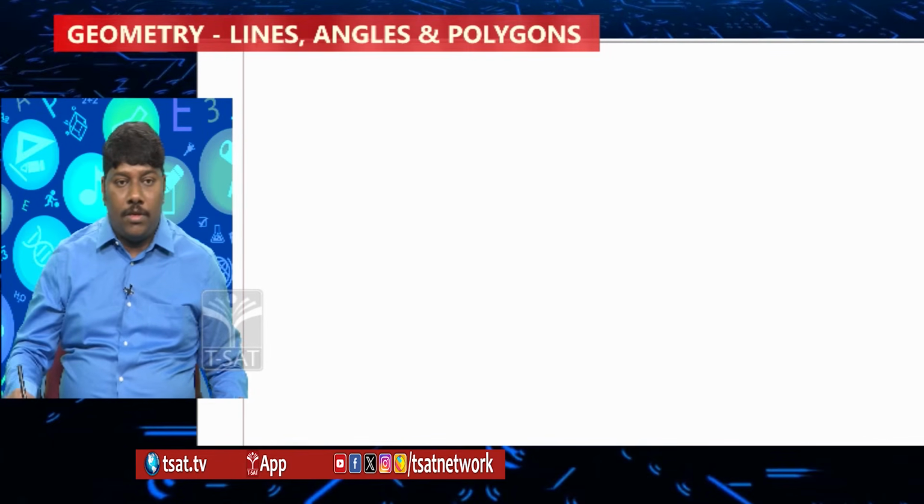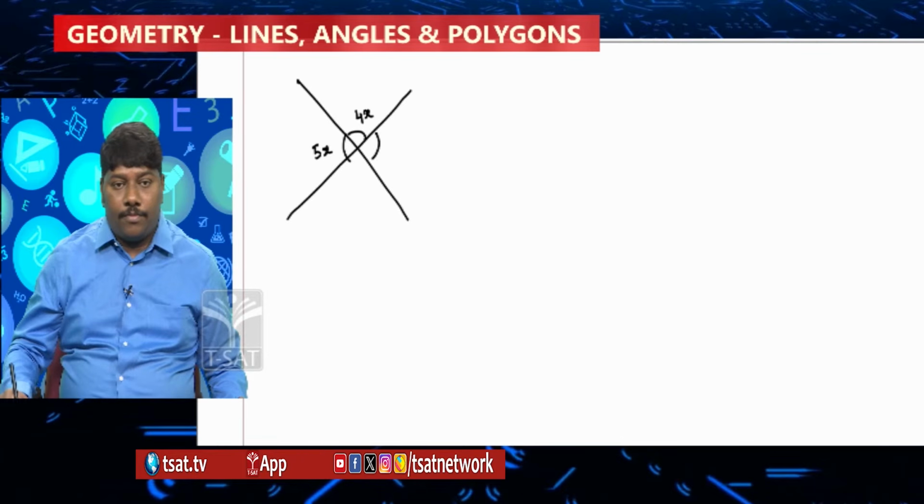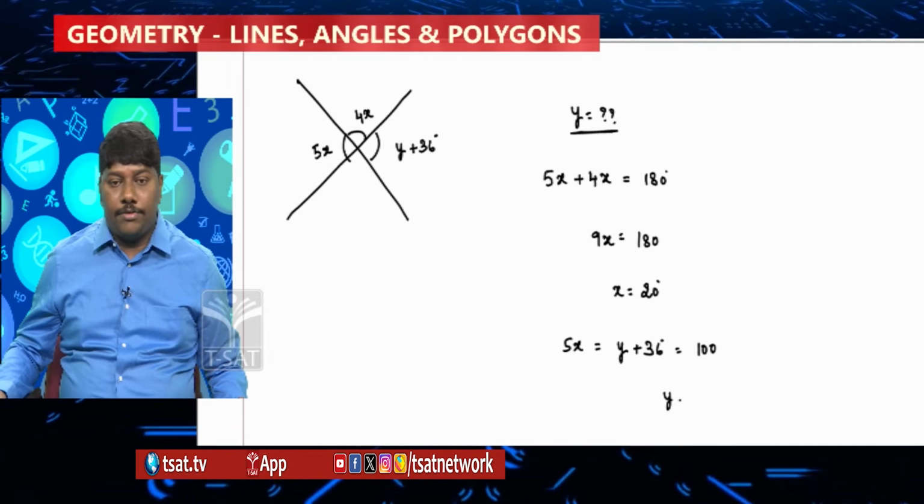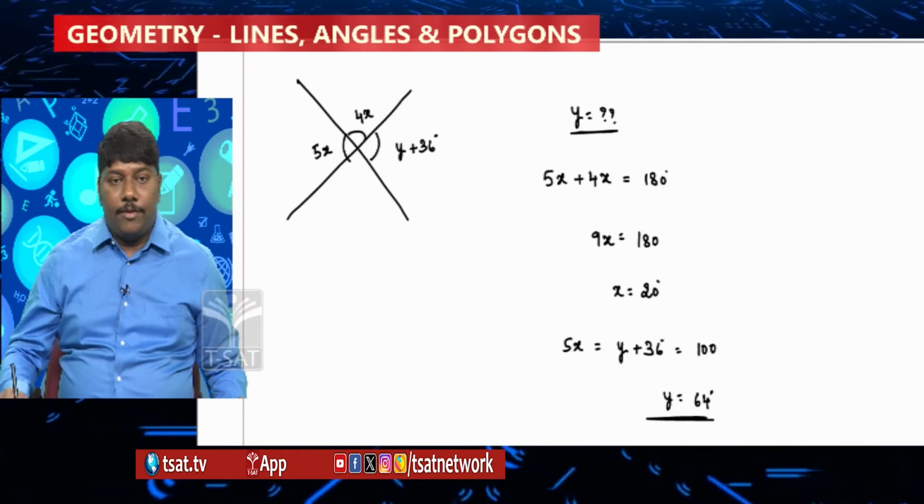Suppose a question is asked based on this. This angle is 5x, this angle is 4x, and this angle is y plus 36. If I ask you what is angle y, in terms of degrees, from this you can say 5x and 4x form a linear pair, which means they form a straight line. The angle is 180 degrees. 9x is equal to 180 degrees. x is equal to 20 degrees. When x is 20 degrees, 5x is 100. We know vertically opposite angles are equal, therefore 5x is equal to y plus 36, which is equal to 100. Therefore angle y is equal to 64 degrees. So here the properties used are: vertically opposite angles are equal and a straight line makes 180 degrees of angle. Both we have used.